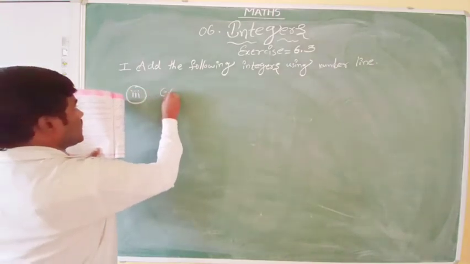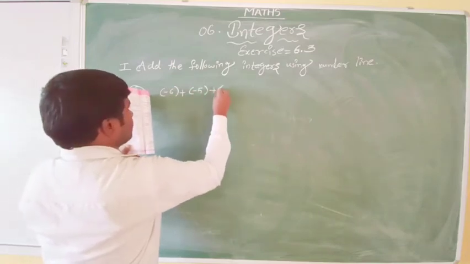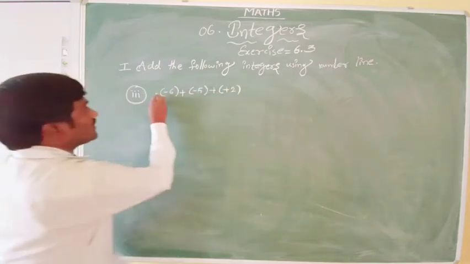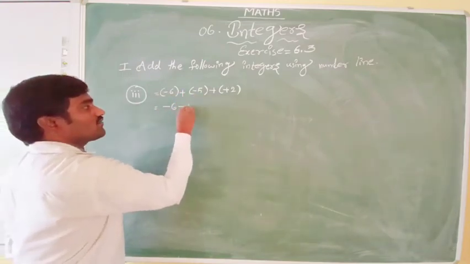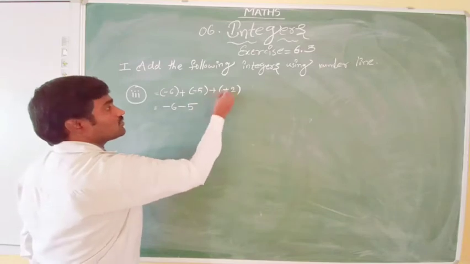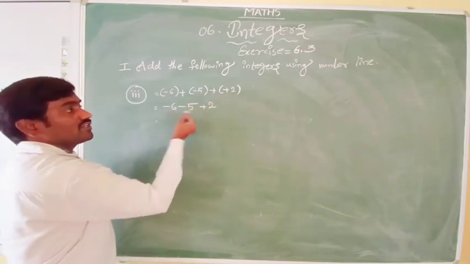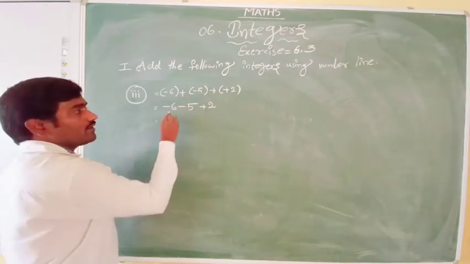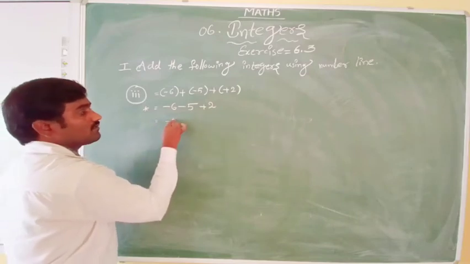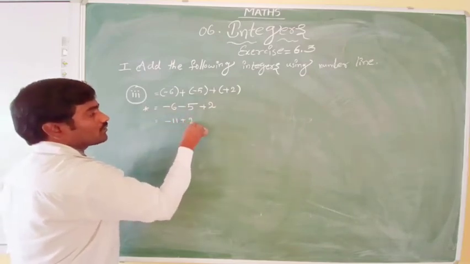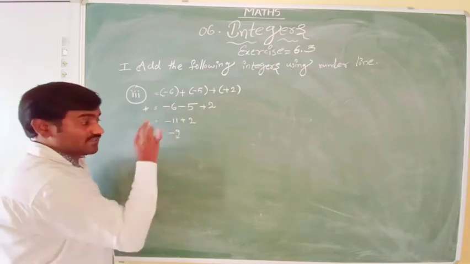Here, minus 6 plus minus 5 plus plus 2. Let us simplify this. It is minus 6, plus into minus is minus 5, and plus into plus is plus 2. Minus 6 minus 5 is minus 11. The second step is always to represent on the number line. It is minus 11, plus 2. 2 minus 11 is minus 9. We have to get minus 9 as the answer.